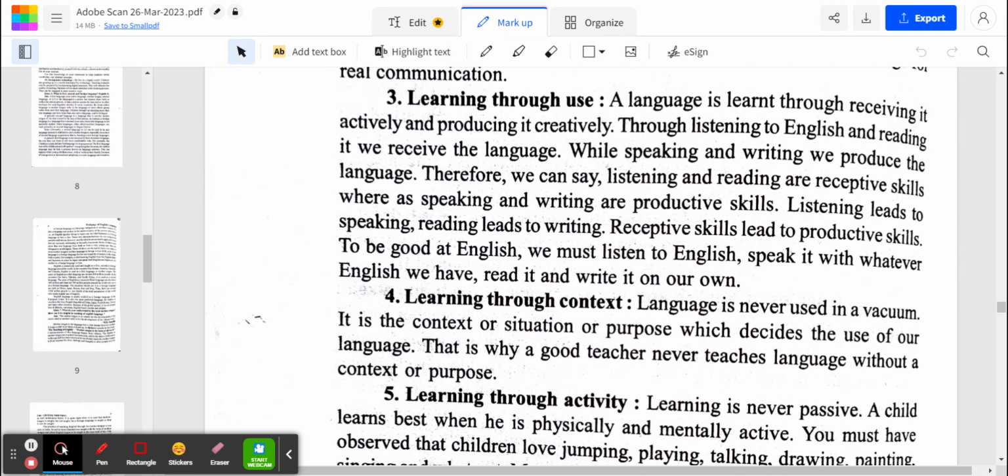To be good at English, we must listen to English, speak it with whatever English we have, read it and write it on our own, learning through context. Language is never used in a vacuum. It is the context or situation or purpose which decides the use of our language. This is why a good teacher never teaches language without a context or a purpose.